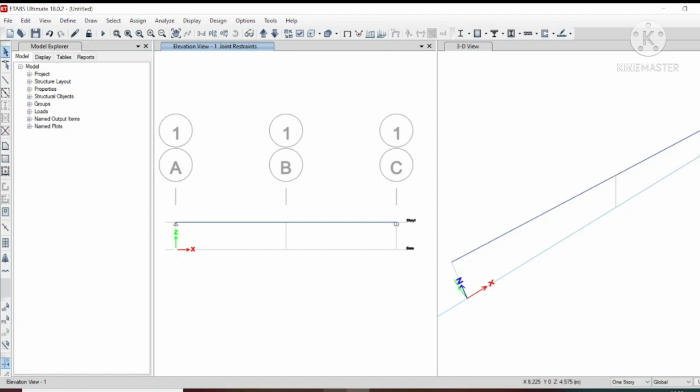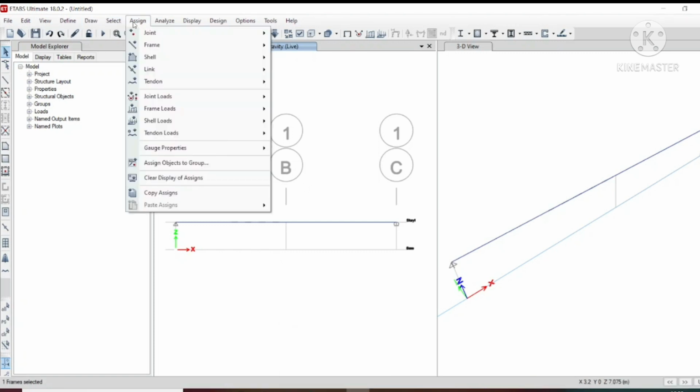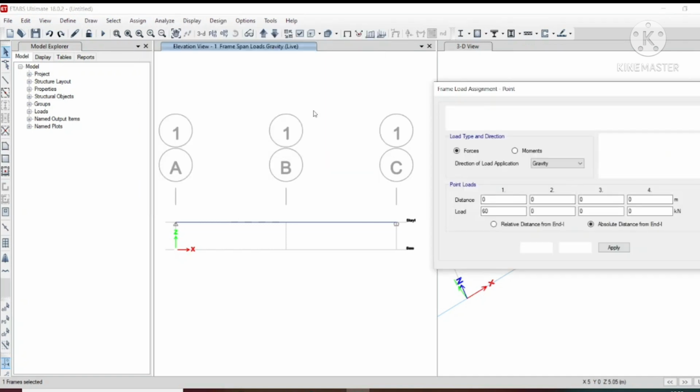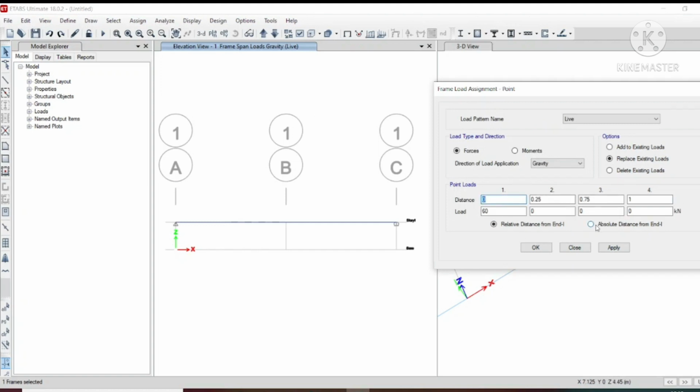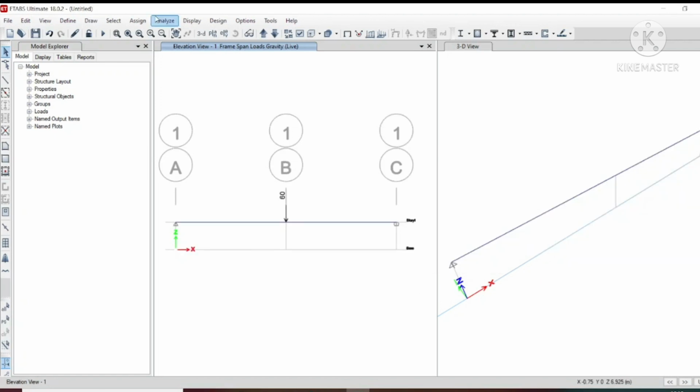So next, let us apply the load, which is a point load. I am selecting this section and applying a point load. That is 2 meter. Yes, the load is being applied. Since this section is at a distance of 2 meter, and we have divided this frame, at the second meter I have placed a load which is 60 kilonewton. Now let us analyze.